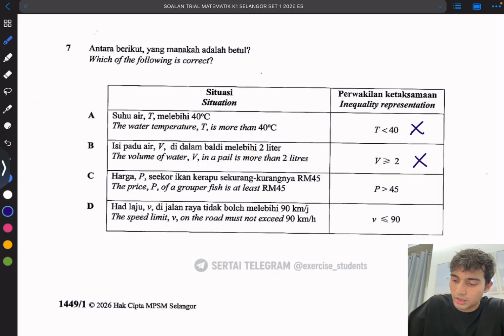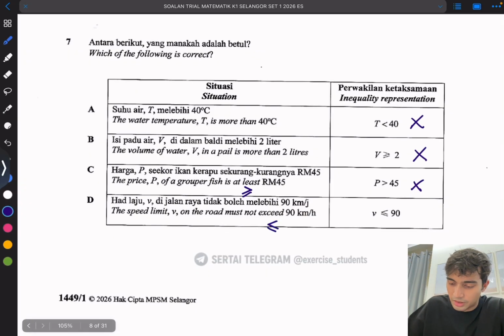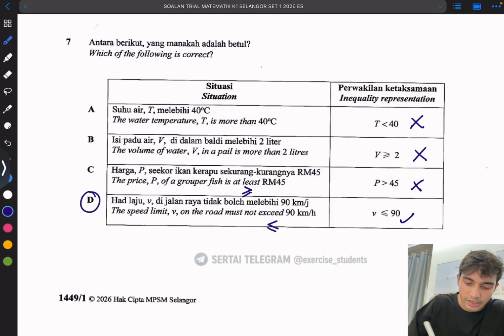So ini pun salah. The price of a grouper fish is at least. At least means 45 ringgit or more than 45. So it must be more than or equals to 45. This one they put more than. So this one is salah. Okay, if they put equals to, then it will be correct. Okay, this is the symbol for at least. Speed limit on the road must not exceed 90. Must not exceed 90 means can be 90 or lesser. So, like this. Correct. D.